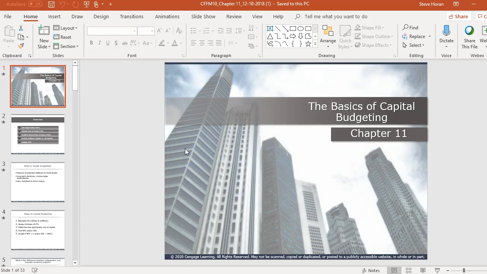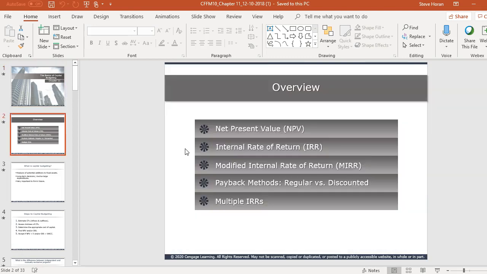Well, welcome to Chapter 11. Chapter 11 is all about capital budgeting. So we'll talk about what that means. It's kind of the next step from Chapter 10. So that makes sense, obviously. And so we're going to talk about what you see in the screen right there.